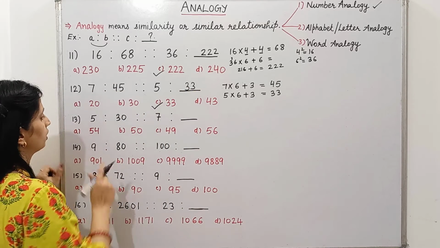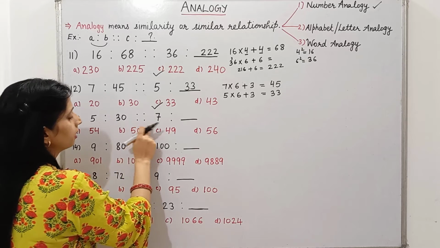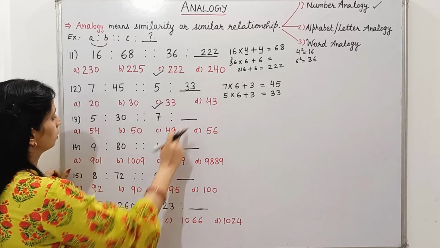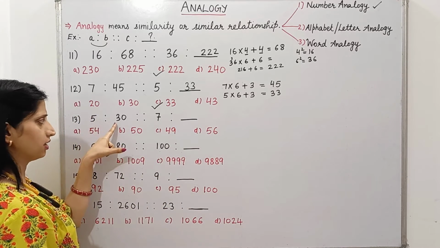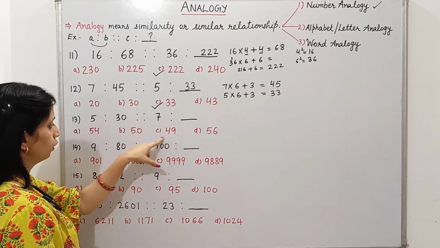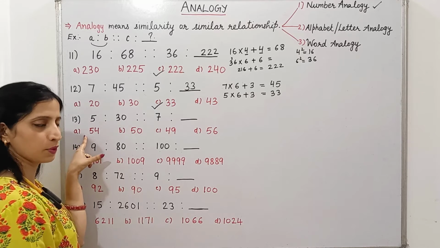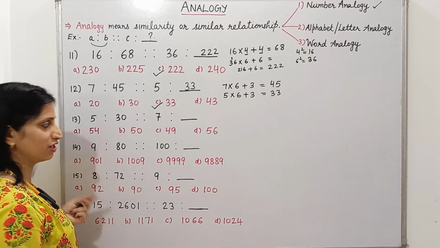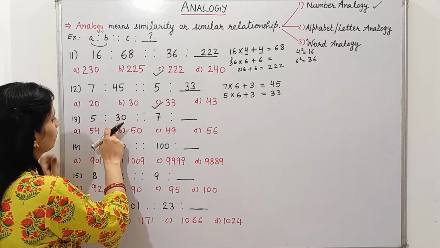Now come to the 13th question. 5 is to 30, 7 is to dash. So it's clear, 5 sixes are 30, so 7 sixes are 42. So let's check 42, but 42 is not an option here. So there will be some other relation. So find out what relation.